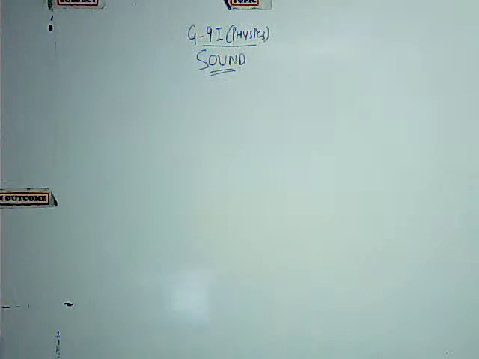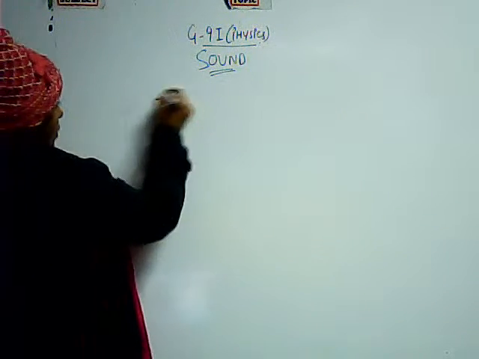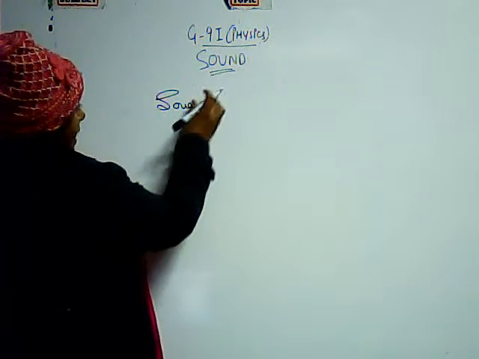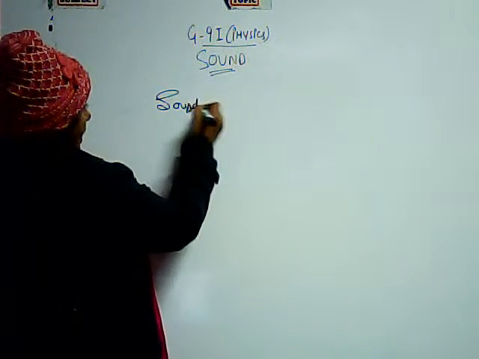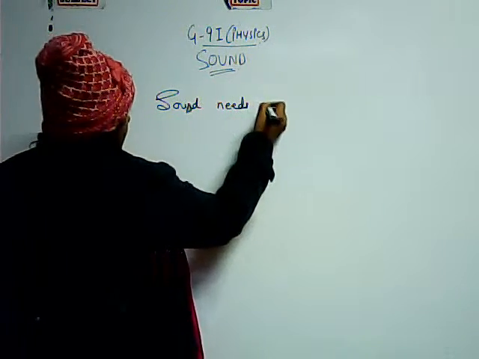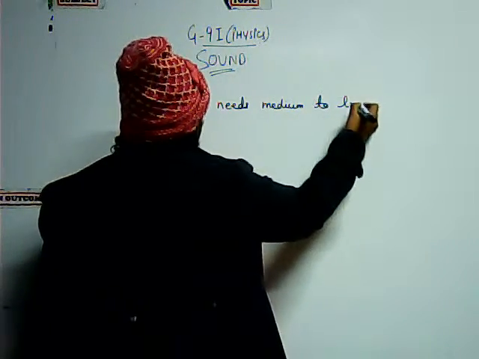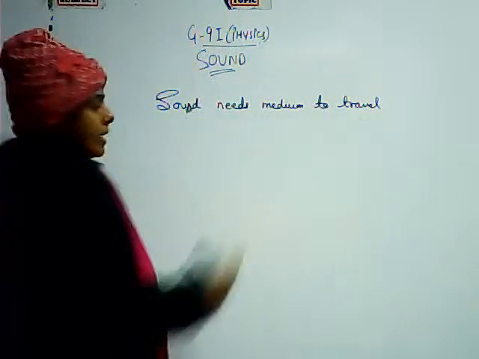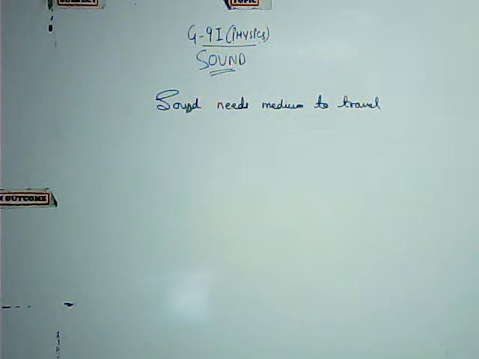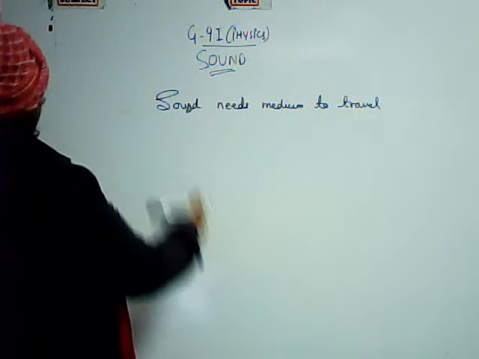Okay? So you can write it in your book somewhere aside, or wherever the word medium is written, it is highlighted there. You can underline that line. Sound needs medium to travel, or you can say for its propagation. Sound needs medium for its propagation, or sound needs medium to travel. Okay? Moving on.